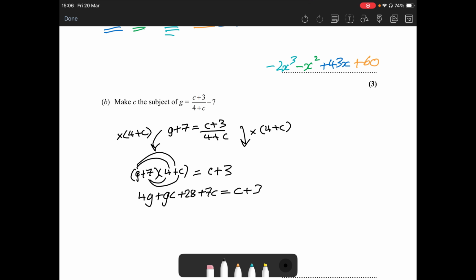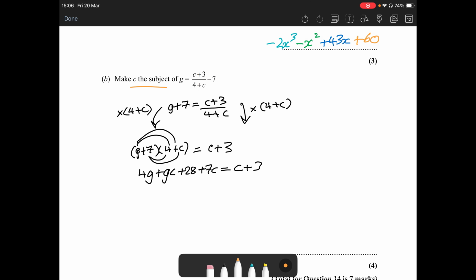Okay, now because we want to make c the subject, move everything with c to one side and everything without c to the opposite side. You can pick a side. I'm just going to say move everything with c to the left side. So I can keep the gc here. I can keep that one too, plus 7c. But the c from here, I'm moving it over. It's going to become a negative because I'm moving it to the left-hand side.